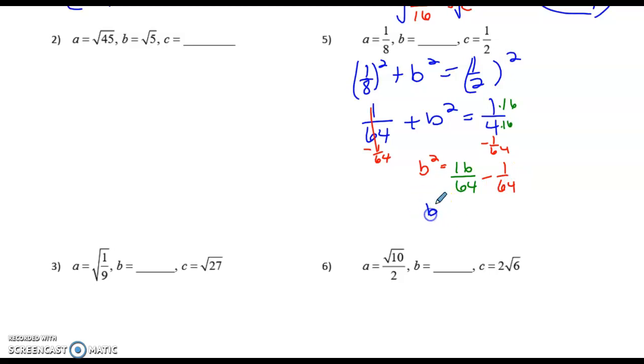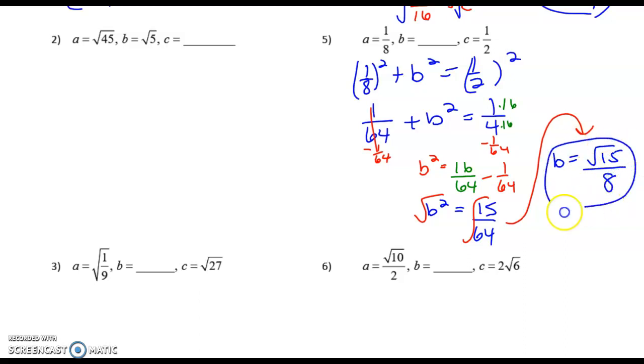So B squared equals 15 over 64. And then finally, we need to square root both sides. So B is equal to the square root of 15, and then the square root of 64 is just 8. So B equals the square root of 15 over 8.